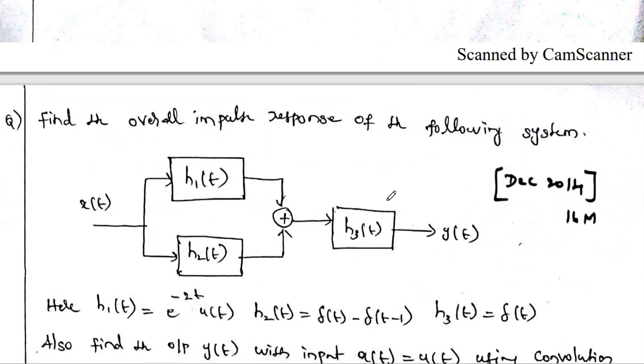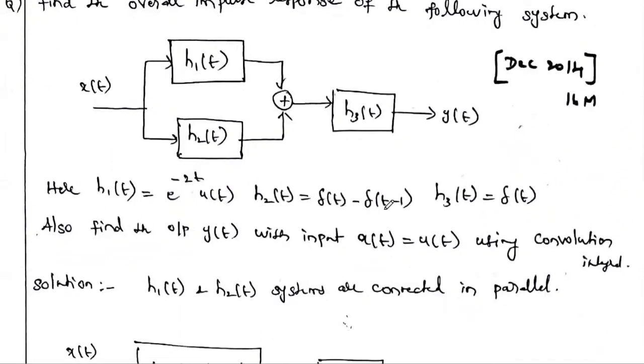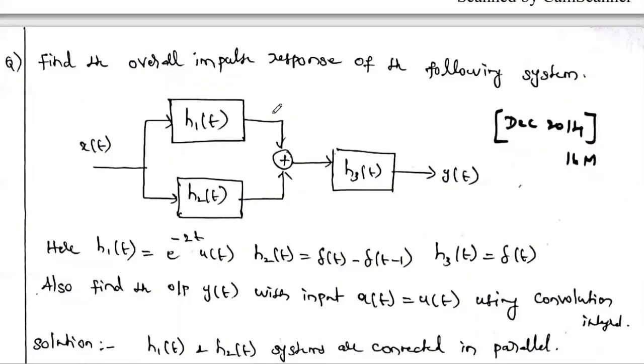And you see the next problem: find the overall impulse response of the following system. It's a Part B question, December 2014. This diagram is given and the values of the impulse responses are given. So what is the question? Find the overall impulse response of the following system. Here you see system 1, system 2, system 3.